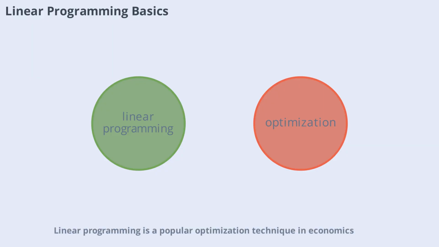Linear programming is a popular optimization technique in economics. It involves maximizing or minimizing a linear objective function, subject to a set of linear constraints. This method is widely used for resource allocation, production planning, and transportation problems. By translating real-world issues into mathematical equations, linear programming helps find the most efficient solution.